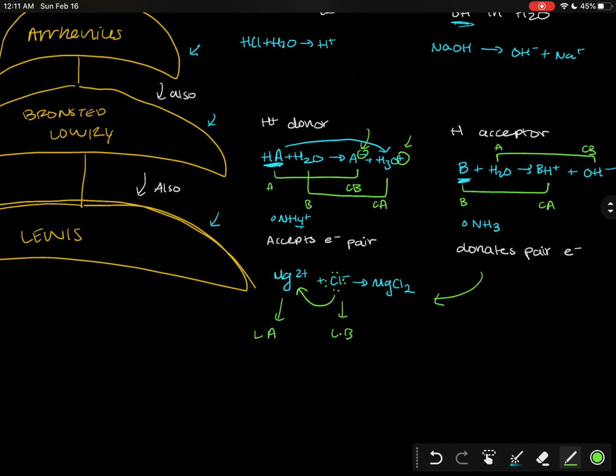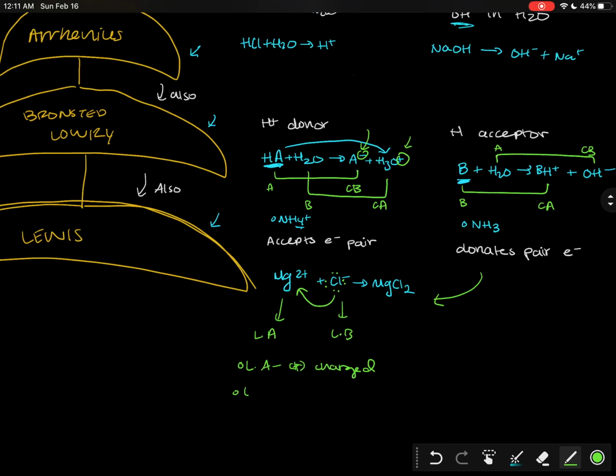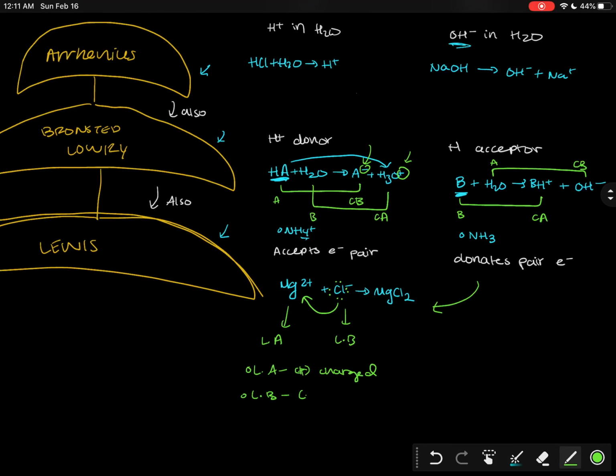So that goes over what's happening with a Lewis base. Lewis bases are going to donate a pair of electrons, which we'll see, and a Lewis acid is going to accept a pair of electrons. A lot of times Lewis acids are positively charged, and a lot of times Lewis bases are negatively charged.